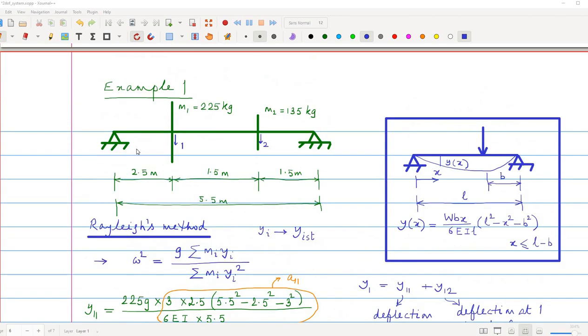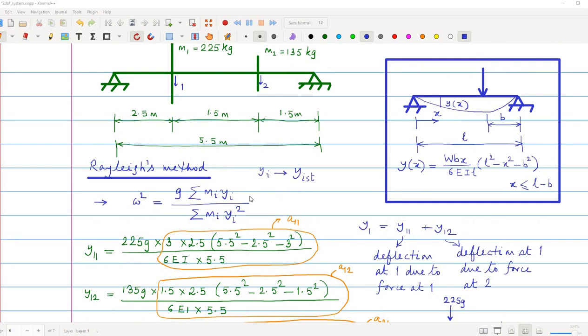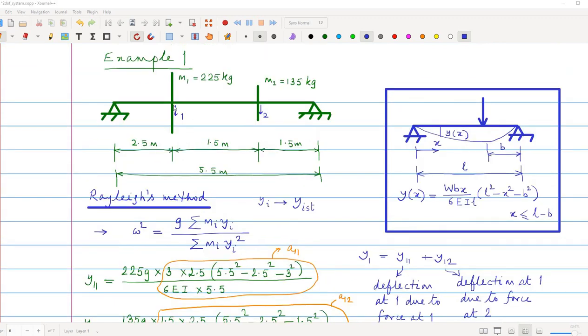So this is a problem where two discs are mounted on a shaft. One is 225 kg and the other is 135 kg, and these are the gaps. Obviously the gaps are not proportional to the drawing, the dimensions shown here. So omega square is this. Now what are y1 and y2? y1 is the deflection here and y2 is the deflection here, and y1 is actually the deflection here due to this and the deflection here due to this.